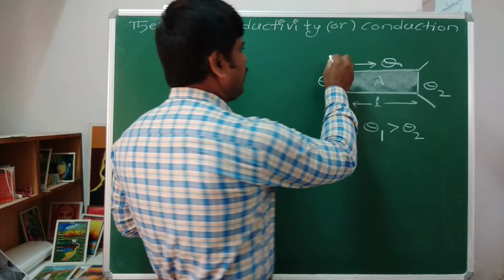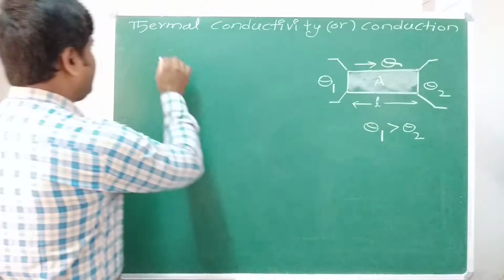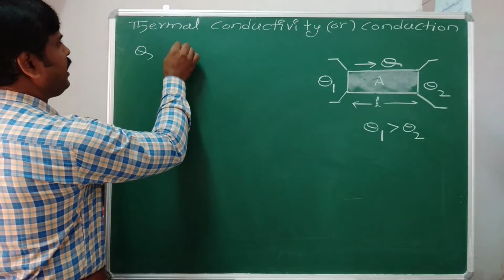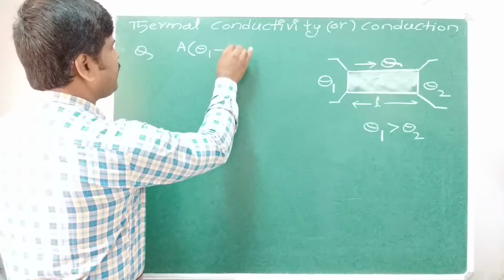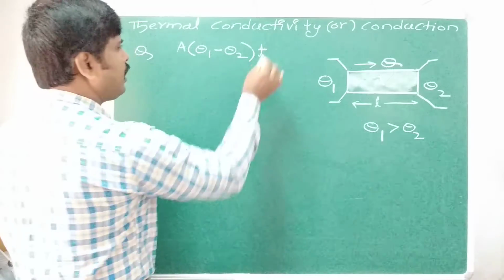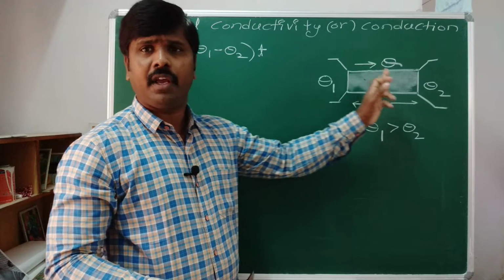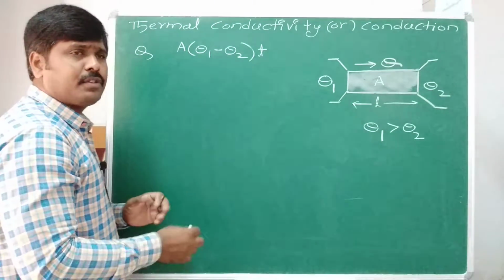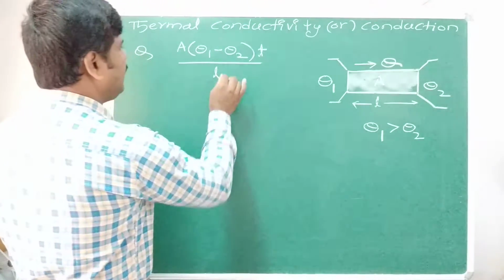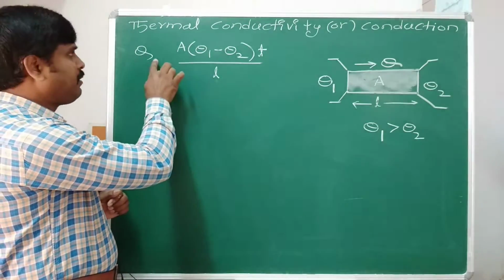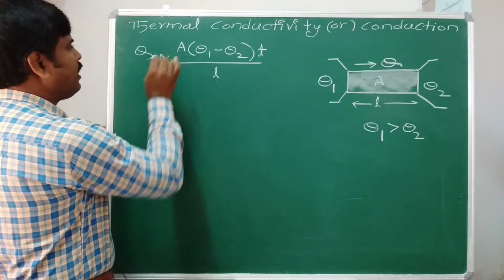Now the relation is like this. Heat is directly proportional to the area. Heat is directly proportional to the temperature difference. Heat is directly proportional to the time required to transfer the heat from higher temperature area to lower temperature area. Continuing, heat is inversely proportional to the length. Length increases, heat flow decreases. Length decreases, heat flow increases. So this is the relation.